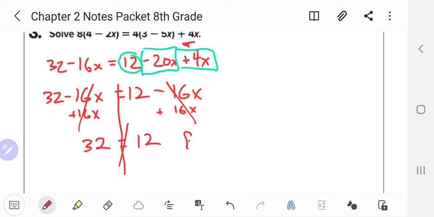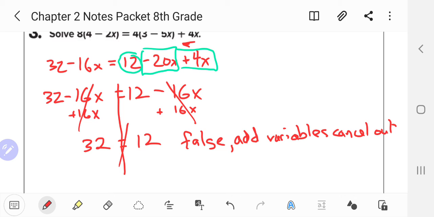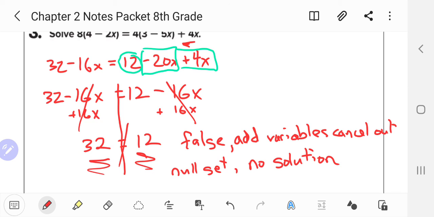Okay, so we get a false statement, and the variables cancel out. All right, so when we have that, we call this the null set because x doesn't equal anything. All right, or we say there's no solution. Okay, so when the variable terms eventually cancel out and you're left with two numbers that don't equal each other, that's what we say is a null set or no solution.